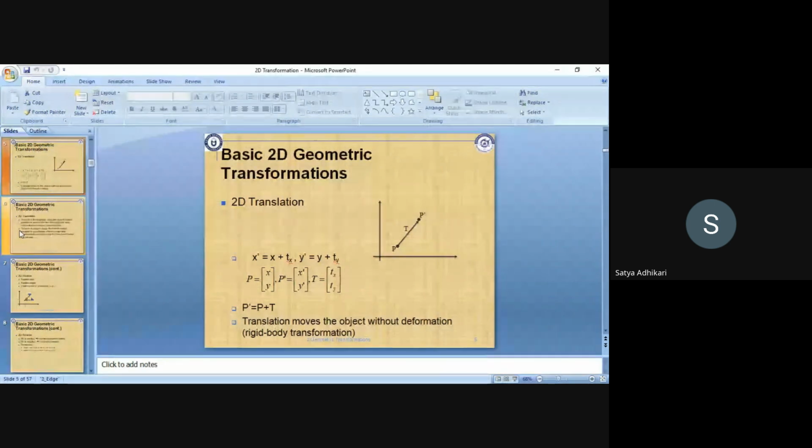Translation moves the object without deformation. So translation is only used to move from one location to another location, to shift from one location to another. The summary of this translation is only to move from one point to another point. So if you want to move an image from one location to another location, obviously translation is used.